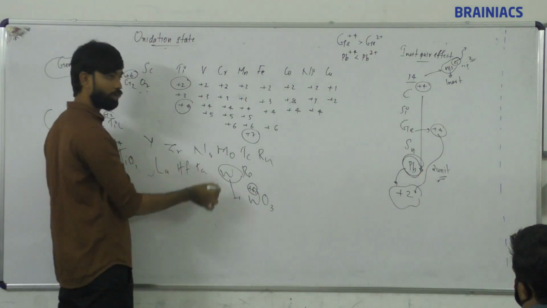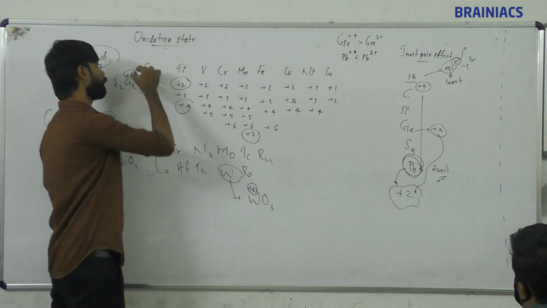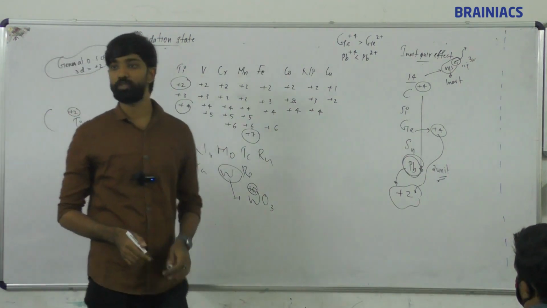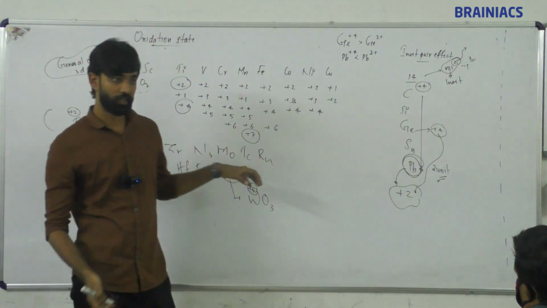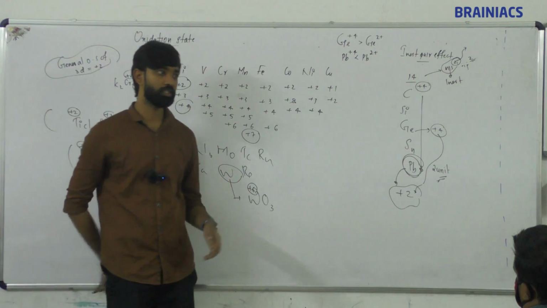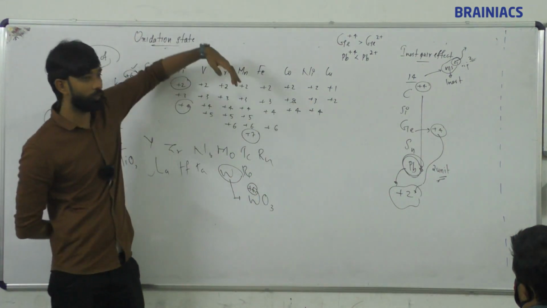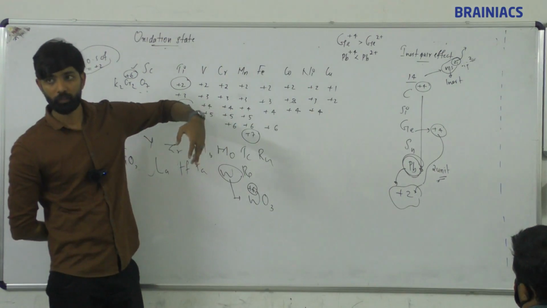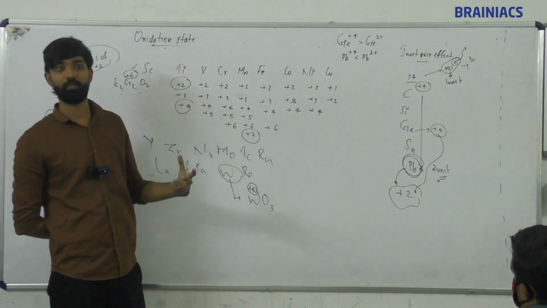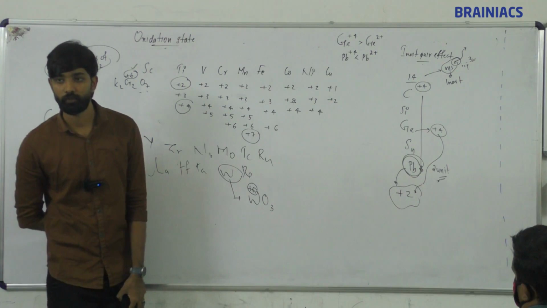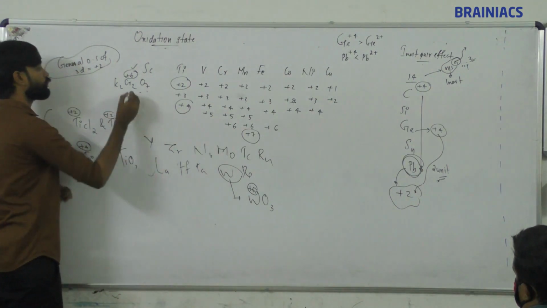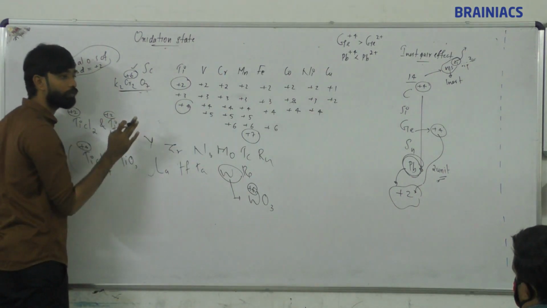Chromium and tungsten are in the same group. Ready? In chromium, the stability of the +6 oxidation state is low, whereas in the case of tungsten, the stability is relatively high. So it is clear that on moving down the group, the tendency to show the maximum oxidation state increases. So the +6 oxidation state of chromium is not much stable.